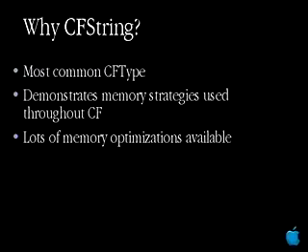The reason why I chose CF string to focus on in this conversation is, well, for several reasons. First of all, it's the most common CF type. If people are going to only use one thing from Core Foundation, it's probably the string. Also, it demonstrates many of the different memory strategies that are used throughout the system. So once you know how to use CF string optimizations, the other APIs should look very, very straightforward to you. And finally, probably because it is the most common type, CF string supports the most different kinds of memory optimizations.